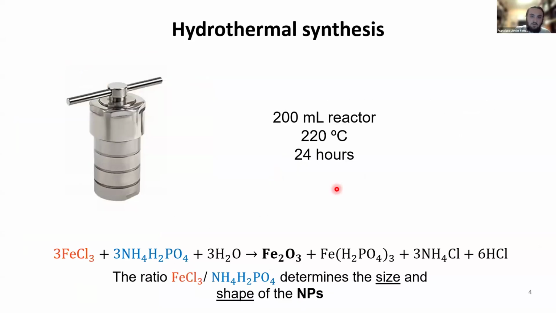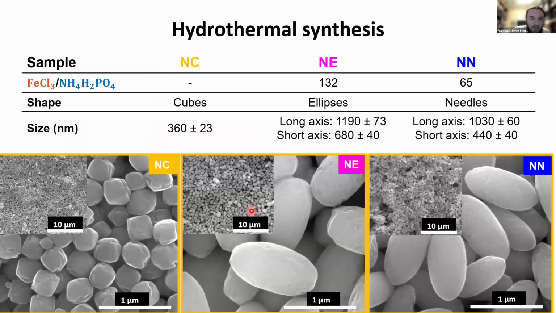So the first part of the work consisted of the synthesis of hematite nanoparticles by a hydrothermal synthesis procedure. We used a 200 milliliter reactor. The process was at 220 degrees for 24 hours, and we used iron chloride and ammonium phosphate as precursors. What we found is that by changing the ratio between both precursors, we can control the size and shape of the nanoparticles. Here we have the scanning electron microscopy images of the nanoparticles.